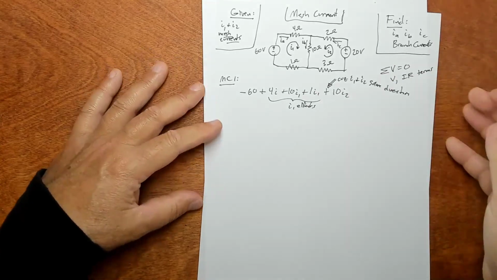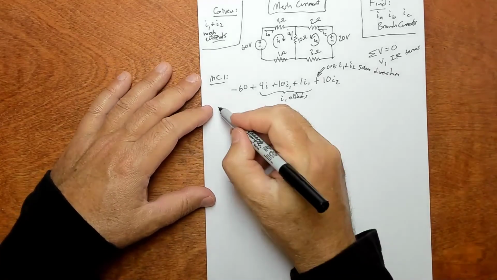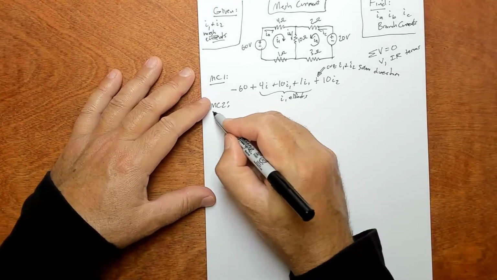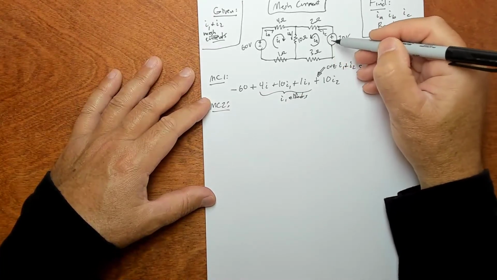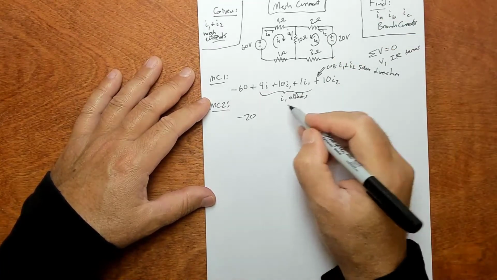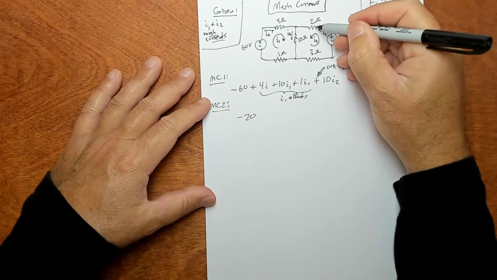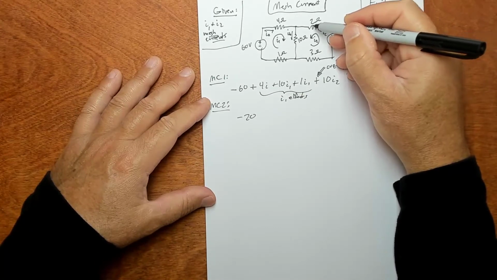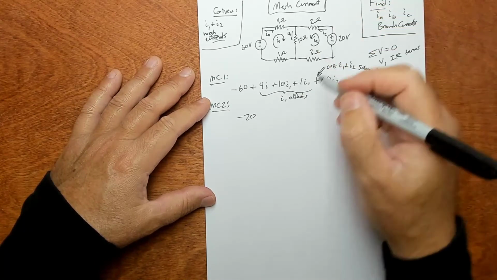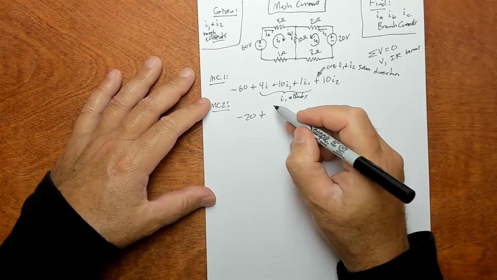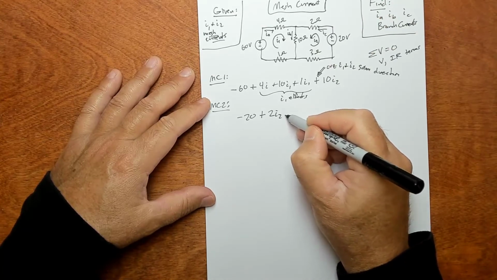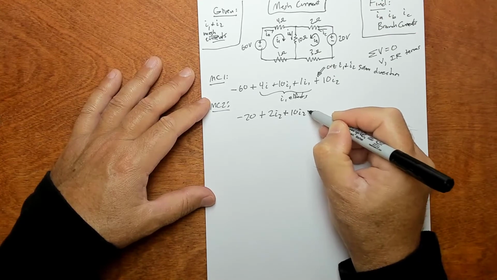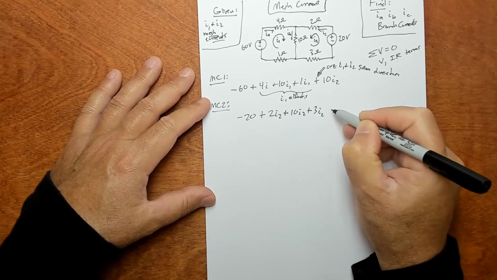Okay, that's mesh current equation 1. Then we can write mesh current equation 2. So we go around this loop and we're coming into the negative sign. So it's negative 20, and then it's going to be voltage drop across the 2, across the 10, across the 3. Those are all positive. It's going to be 2I2 plus 10I2 plus 3I2.